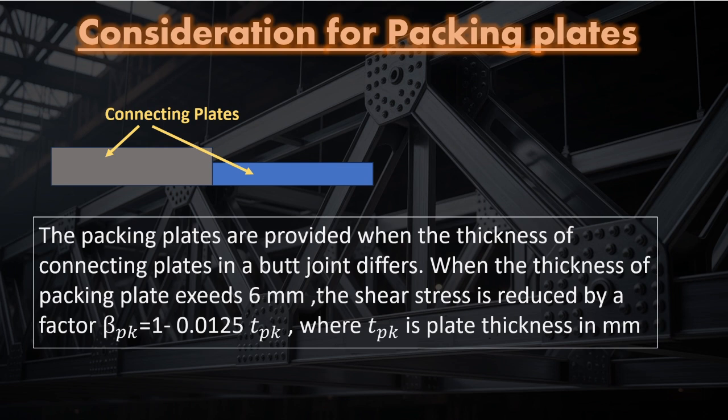Consideration of packing plates. The packing plates are provided when the thickness of connecting plates in a butt joint differs. When the thickness of the packing plate exceeds 6 millimeters, the shear stress is reduced by factor beta pk equals 1 minus 0.0125 tpk, where tpk is the plate thickness in mm.